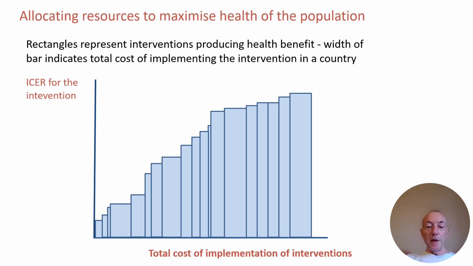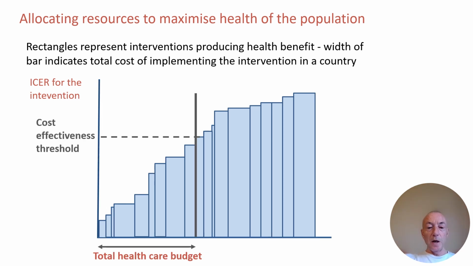So basically you implement that intervention and then you look for the intervention with the next lowest ISA, and then you implement that and you work out what's the total cost incurred so far. And then you keep going along like that with adding interventions with the next lowest ISA. So then at a certain point, as you're going along the x-axis from 0, you reach your total healthcare budget. And it's at that point, if you look up to the y-axis for the ISA for the intervention which has just been added, this gives you an indication of the cost effectiveness threshold.